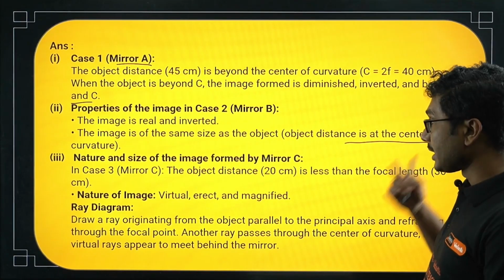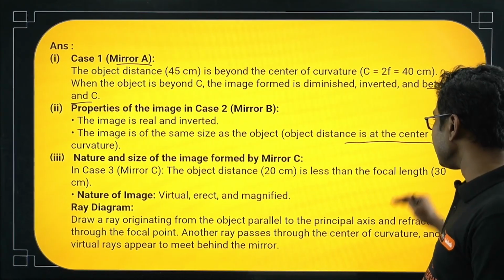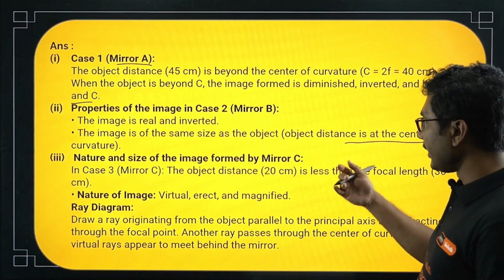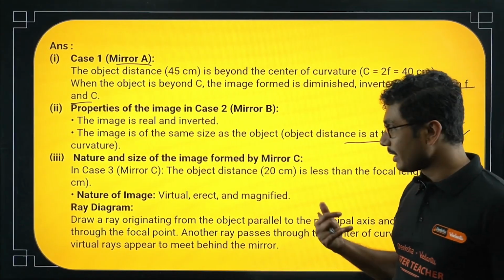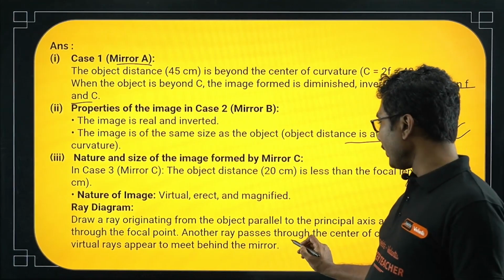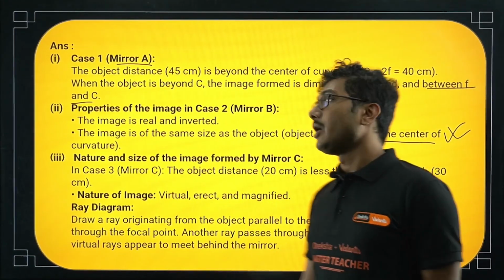Point number 3, nature and size of the image formed by mirror C. Case 3, the object distance is 20 cm, which is less than the focal length. So nature of the image is virtual, erect and magnified. Ray diagram, I have already explained it. You can see the ray diagram and draw the original. They have given you the way to draw it. I have explained it multiple times, right? You can check those videos about ray diagrams.